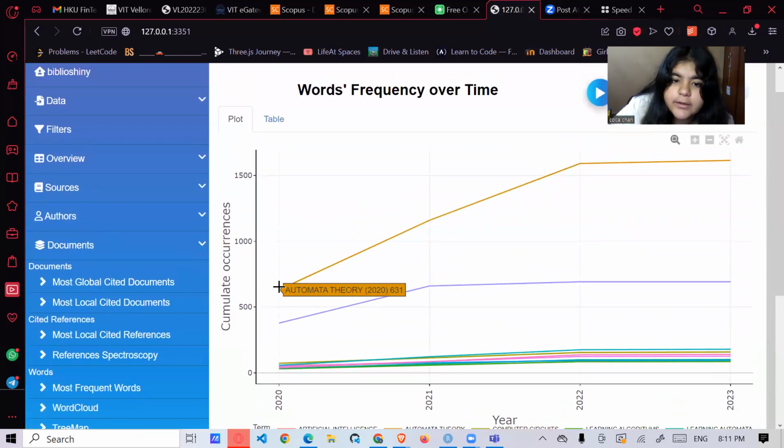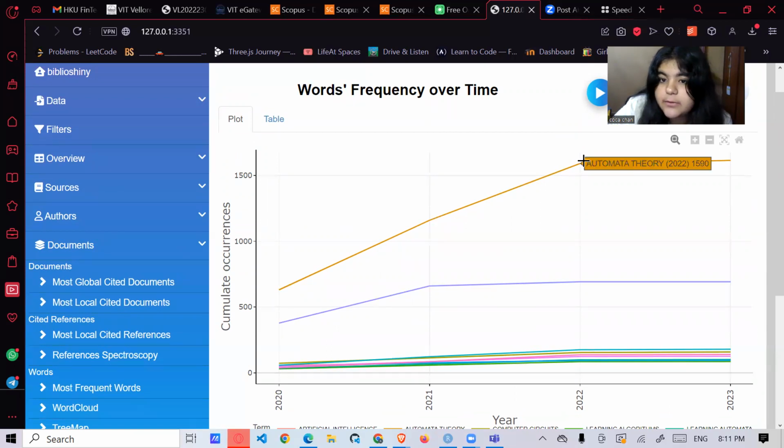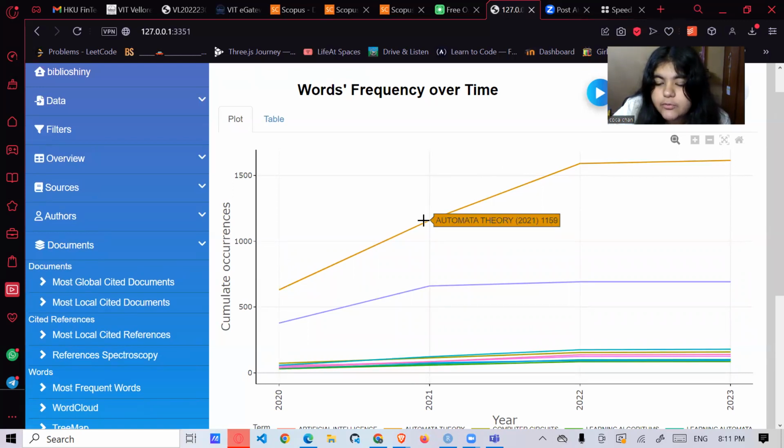You see, automata theory went from 631 to 1159 to 1592 to 1614. So you can really see the increase in frequency of usage of the term automata theory over time from 2020 to 2023. Keep in mind that the data I used was only from 2020 to 2023, so that it would be easier for me to visualize the data.